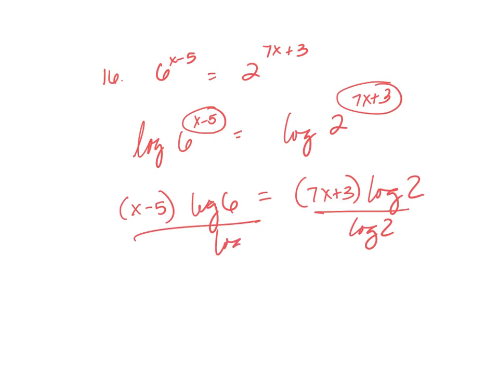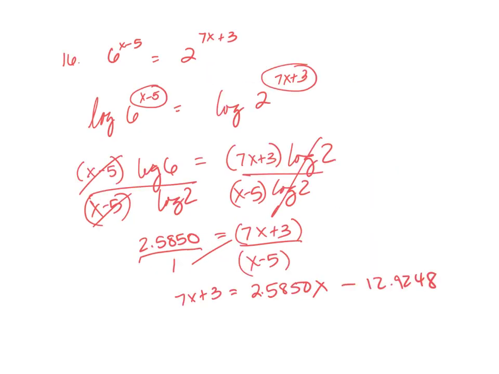So I'm going to divide both sides by log of 2. And I'm going to put my x minus 5 over here, divide both sides by x minus 5, and those bite the dust. Did everybody get that? So now we cross multiply and we get 7x plus 3 equals 2.5850x minus 12.9248. And now we subtract, we take 7 minus 2.5850. So you get 4.415x equals negative 15.9248. I subtract 3 from both sides.